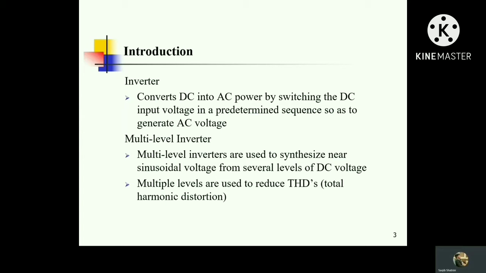First of all, I want to introduce the inverter. What is an inverter? An inverter is a device to convert DC into AC power by switching the DC input voltage in a predetermined sequence so as to generate AC voltage. And I would like to introduce the multi-level inverter. Multi-level inverters are used to synthesize a sinusoidal voltage from several levels of DC voltage. Multiple levels are used to reduce THD, total harmonic distortion.